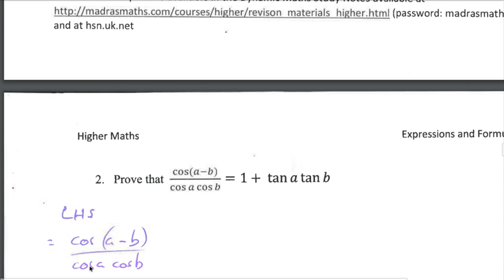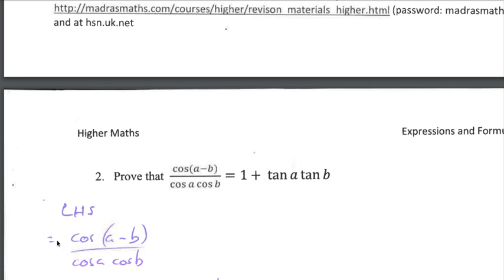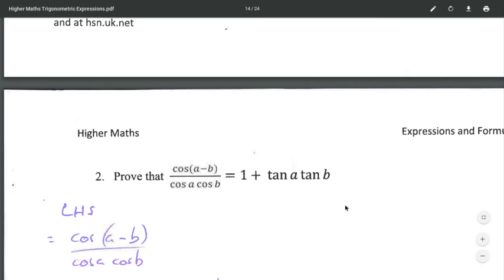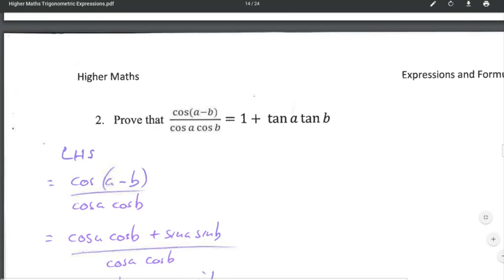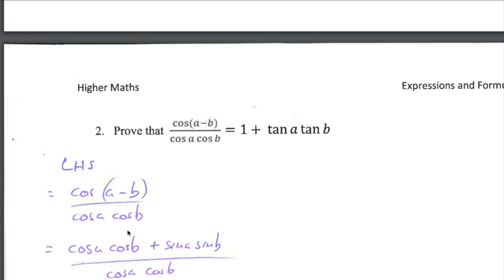Well, we can't multiply cos a by cos b and get anything different. It's just cos a cos b. But we can do something with this. We can expand it using the addition formula. So that would be cos a cos b plus sin a sin b. That is the only thing we can really do with that just now. Okay, so we've expanded that.